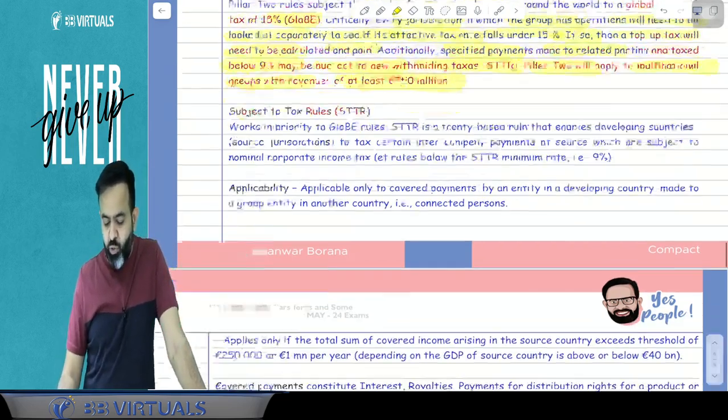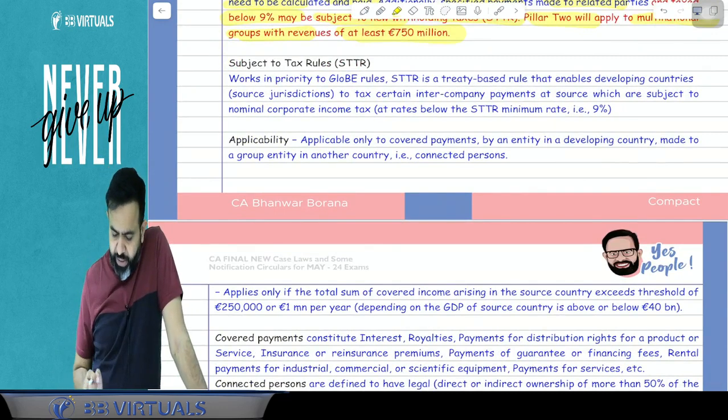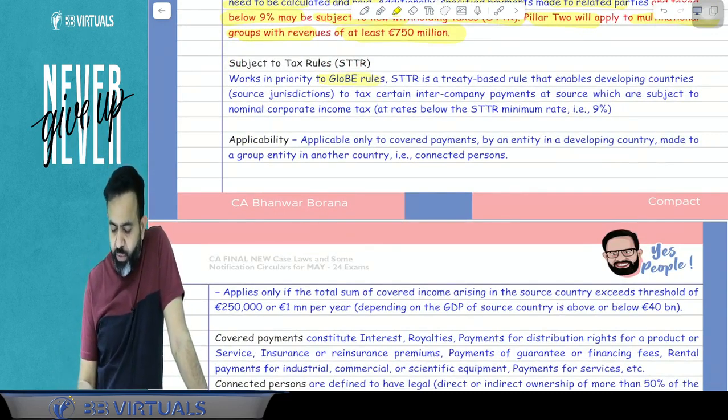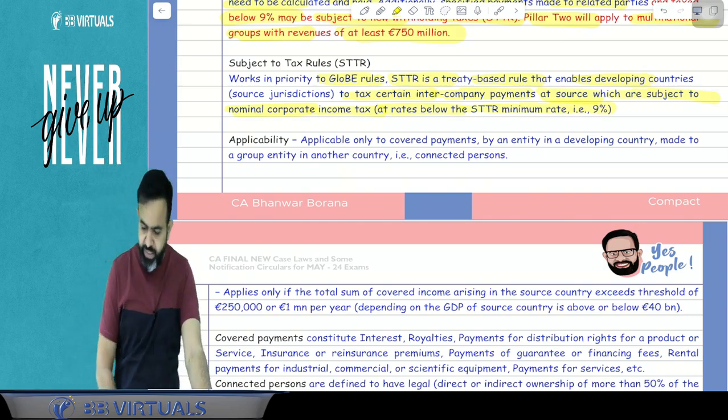Now guys, subject to tax rule or STTR. Now what is the STTR? Now STTR works in priority to the GloBE rules. STTR is a treaty-based rule that enables a developing country, that is the source jurisdiction, to tax certain intercompany payments at source, which are subject to nominal corporate income tax at rates below the STTR minimum rate of 9%.